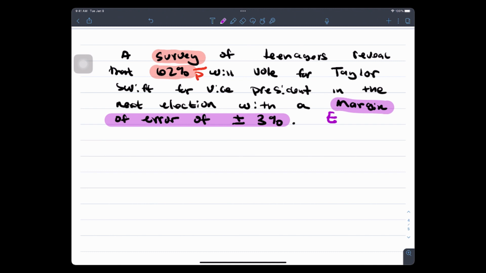Now, they expect that you guys know what this means. What does this mean? You take the 62% and you subtract how much? 3%. What's that going to give you, by the way? I'm not going to get out that calculator because I know what 62 minus 3 is. Is that 59?